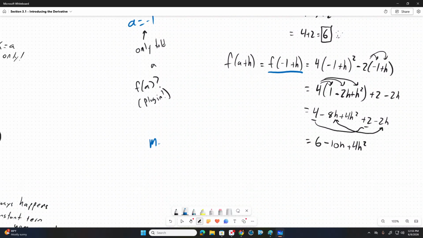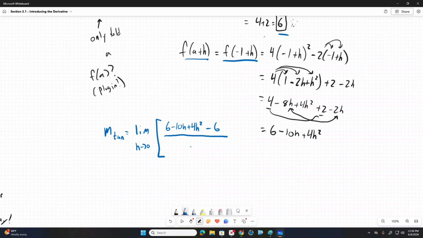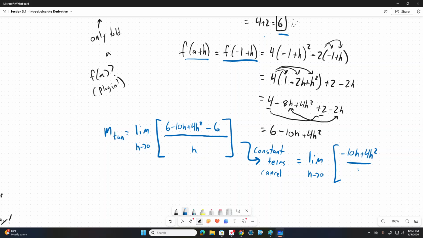So once again, the slope of the tangent line is the limit as h approaches 0 of this term, 6 minus 10h plus 4h squared, minus this term, minus 6, divided by h. And, once again, notice the constant terms cancel, and this always happens. So we're left with the limit as h approaches 0 of negative 10h plus 4h squared over h.